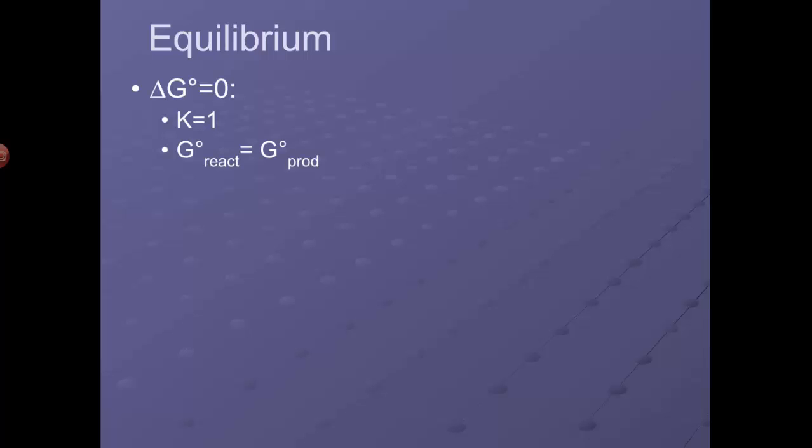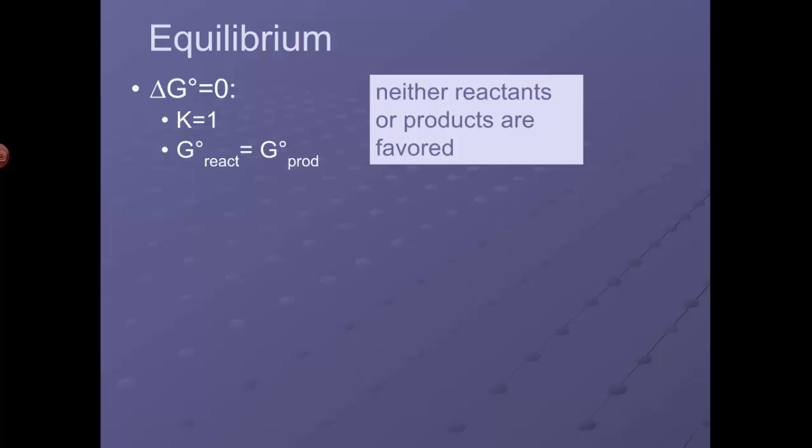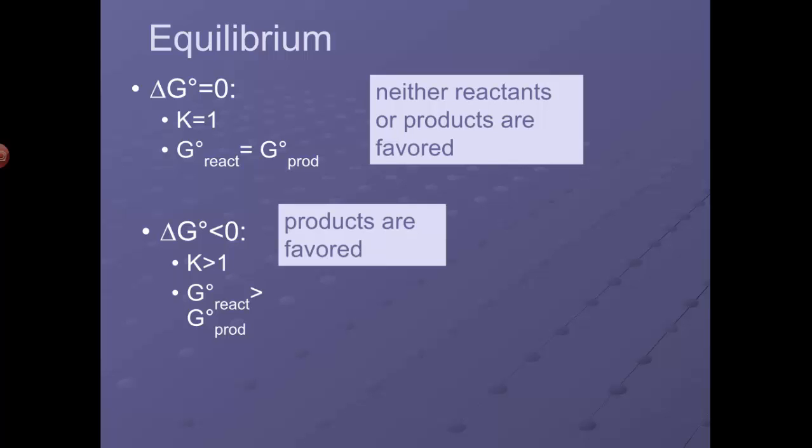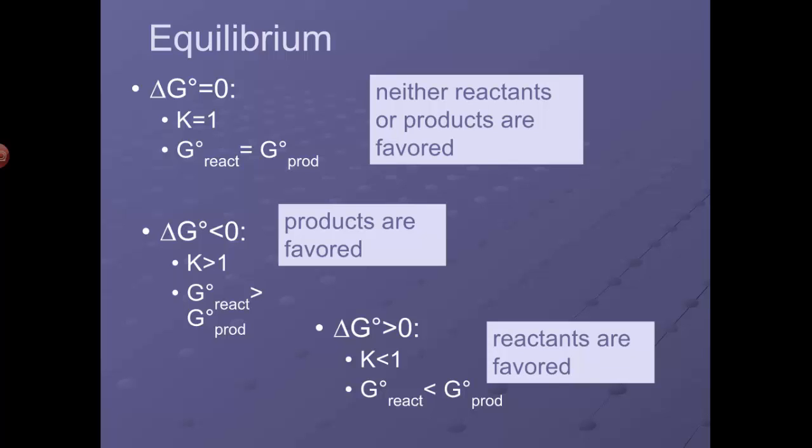Okay? If delta G standard is equal to 0 and K is equal to 1, then the Gibbs free energy of reactants is equal to the Gibbs free energy of products. At equilibrium, neither reactants or products are favored. If delta G is less than 0, in other words negative, K is greater than 1, the G of reactants is greater than the G of products. Products are favored. And if delta G is positive or K is less than 1, then we favor reactants. This is just a summary of how these things all work together.